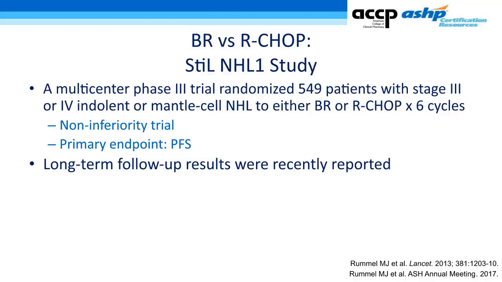So the recommendation for BR compared to the old standby of R-CHOP was demonstrated in the STiL NHL-1 study, which was a phase 3 trial that randomized over 500 patients with stage 3 or 4 indolent or mantle cell non-Hodgkin's lymphoma to either BR or R-CHOP. And the long-term follow-up results of the study were recently reported.